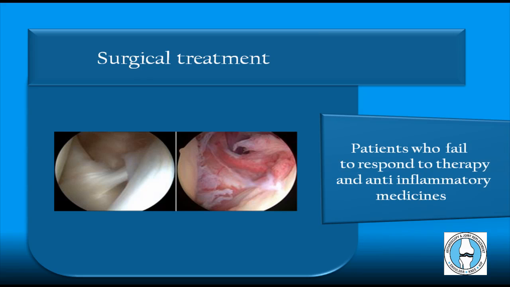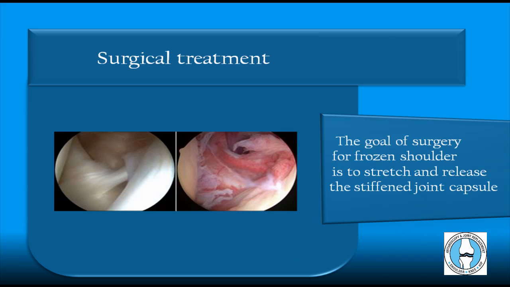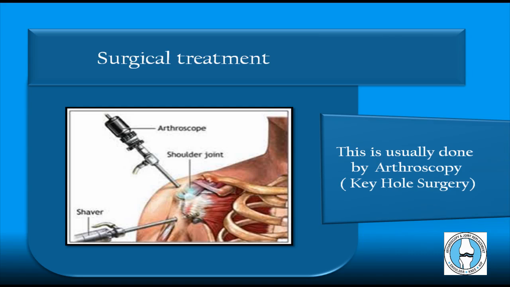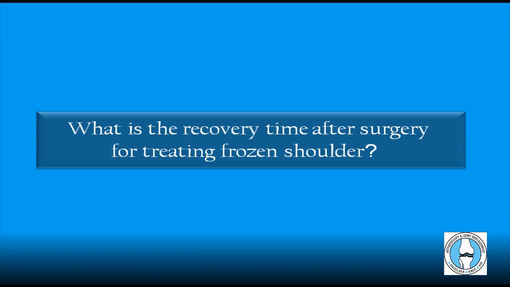Surgical treatment. Occasionally, some patients who fail to respond to therapy and anti-inflammatory medicines may then require surgery. The goal of surgery for frozen shoulder is to stretch and release the stiffened joint capsule. This is usually done by arthroscopy, to remove the inflamed tissue, and to release the tight capsule of the shoulder joint.